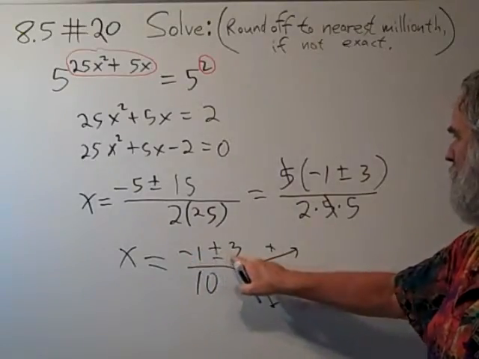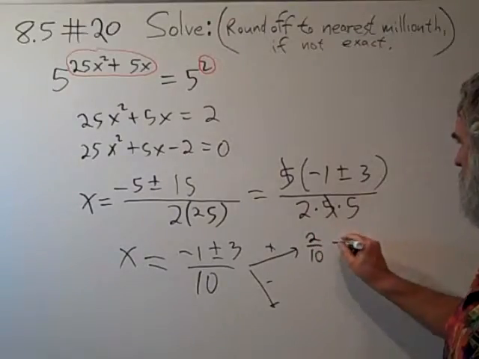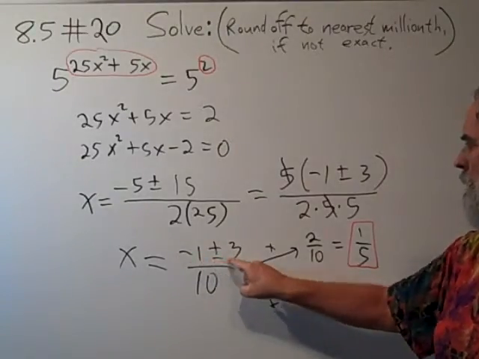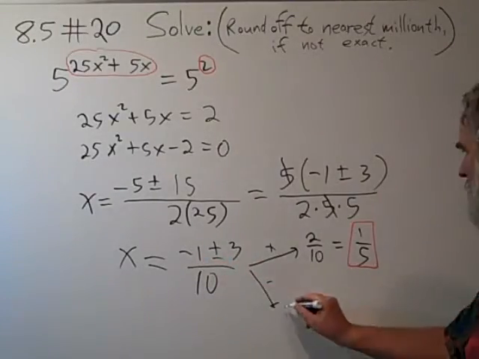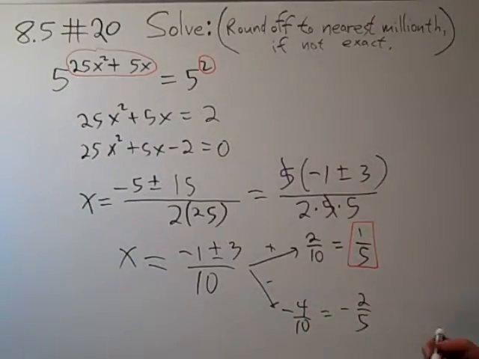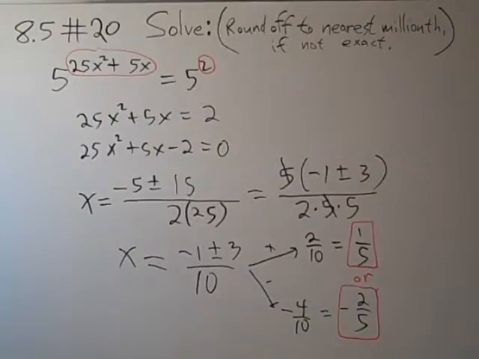That's minus 1 plus 3, which is 2, over 10, which is 1/5. So there's one solution for x, 1/5, exactly. The other solution comes from picking the minus here. So minus 1 minus 3 is minus 4 over 10, which is negative 2/5. So there's a second solution to this exponential equation.